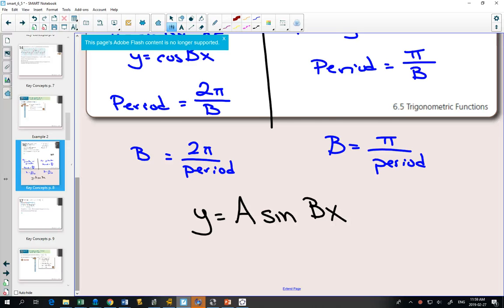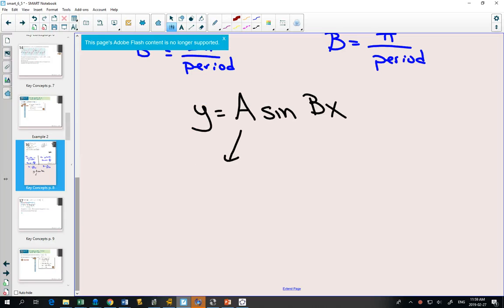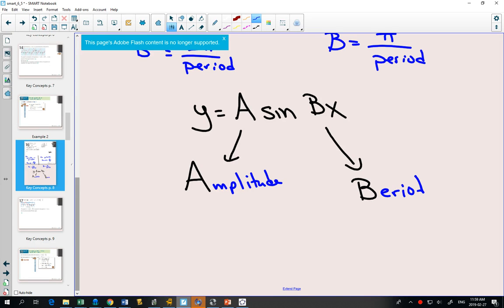So I remember A for amplitude, and the b value, and this is a bit of a stretch, right, but it's close, that affects your period. Okay? A value affects your amplitude, b value affects your period. So if you say it, just write it, almost sounds like you say period.